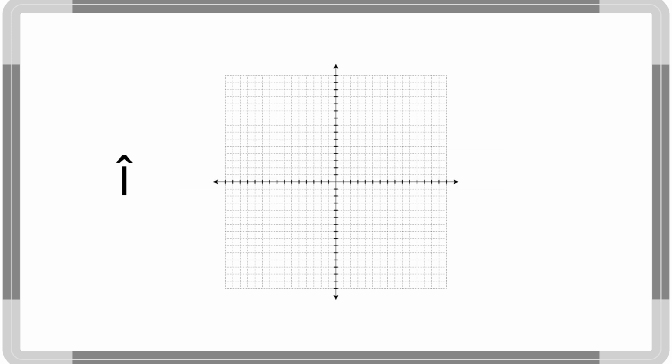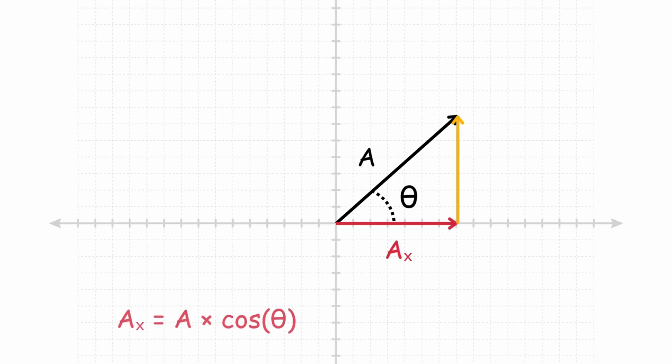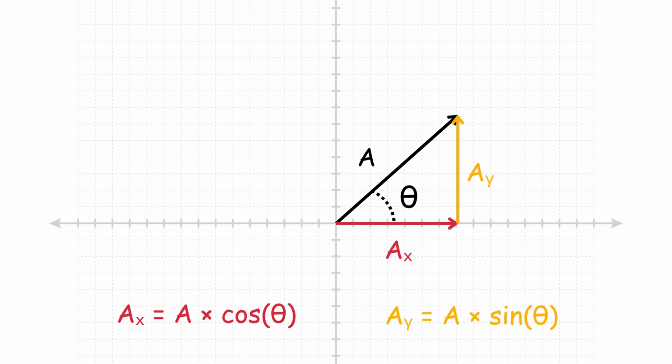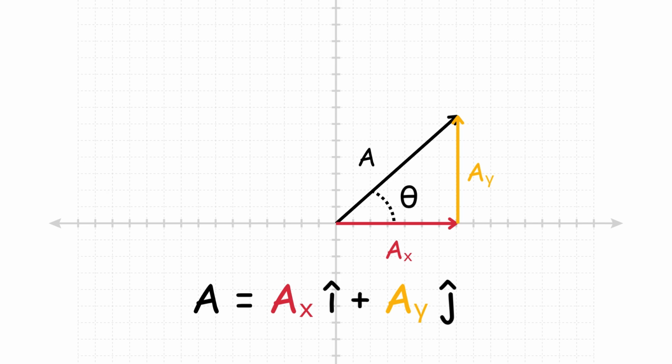The unit vector i hat points along the x-axis. The unit vector j hat points along the y-axis. Let's say you have a vector A that points up and to the right. It makes an angle theta with the x-axis and has a magnitude of A. We can find its components using A_x equals A times cosine theta, A_y equals A times sine theta. Now we can write the vector in unit vector form. Vector A equals A_x times i hat, plus A_y times j hat.